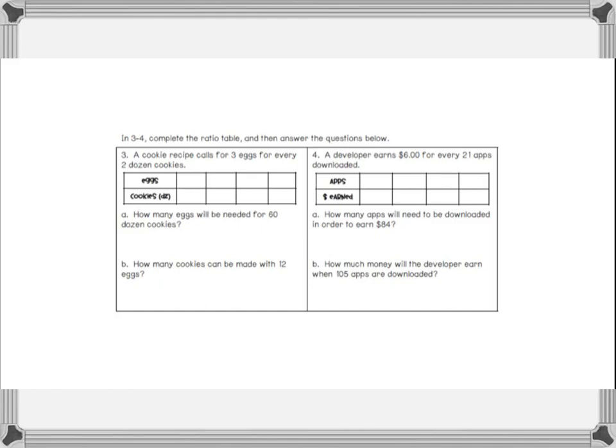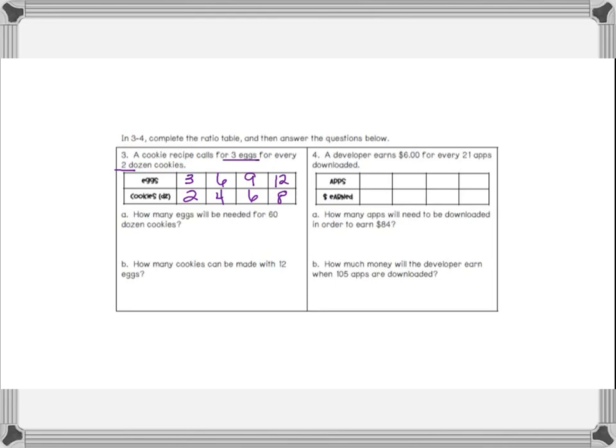So if we've got a recipe for cookies that calls for 3 eggs for every 2 dozen cookies, we need to fill in this table. We're going to start with that base ratio, 3 eggs, 2 dozen cookies. So now we're going to double it, and that would be 6 eggs, 4 dozen cookies. We're going to triple it, 9 eggs, 6 dozen cookies. And then we will quadruple it. So it'll be 12 eggs is going to give us 8 dozen cookies.